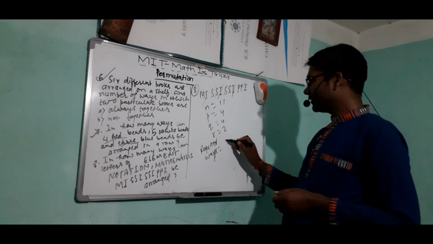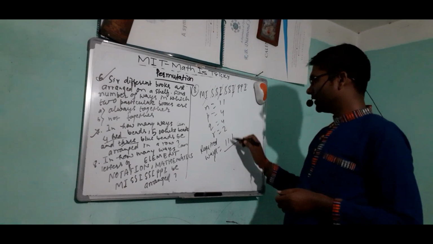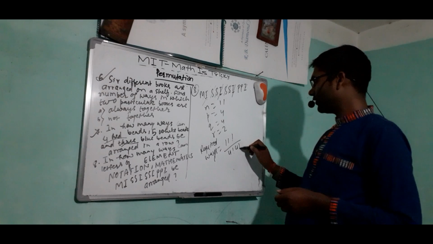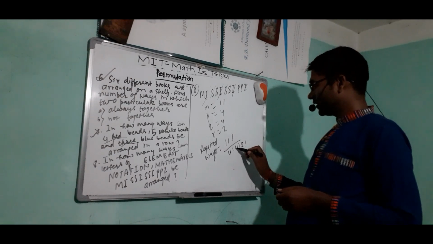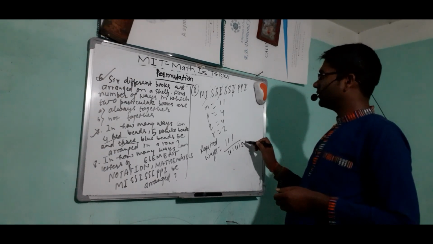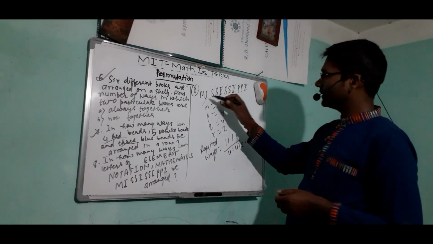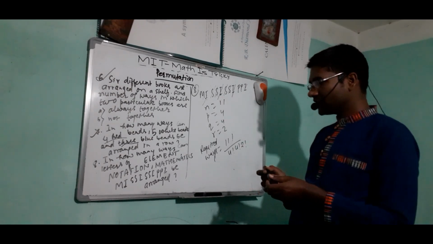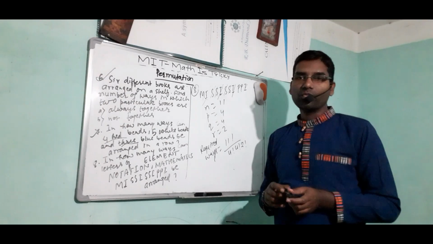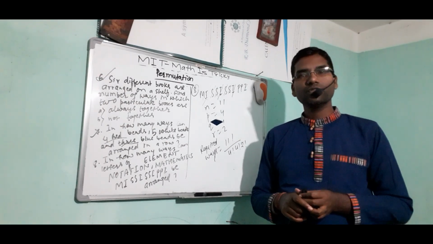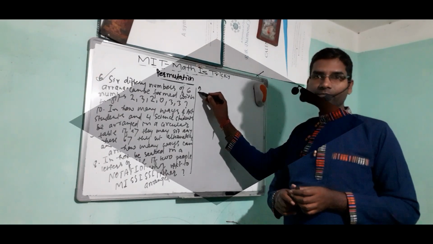N factorial means 11 factorial by 4 factorial, 4 factorial and 2 factorial. From 8 to 10, only 1 is not coming, repeating here. Yeah, Mississippi. This is how we can solve the problem. Hope you understood this. If you have any confusion, please share with me.